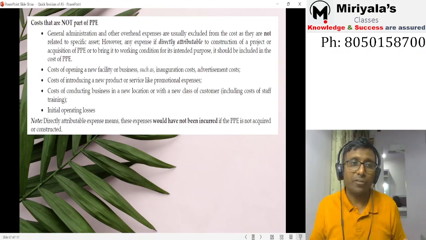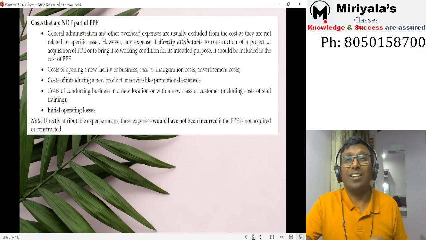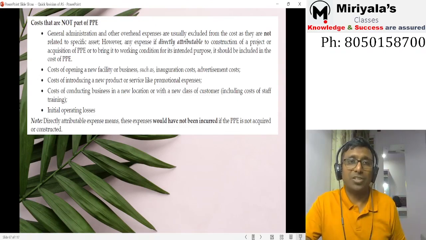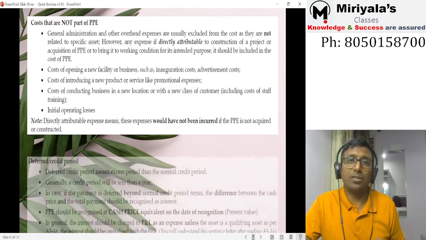It cannot be deferred even. Any initial operating loss is not an asset. Correct. The loss will come from the business. Loss will come not because of the fixed asset purchase. I hope you have understood this.